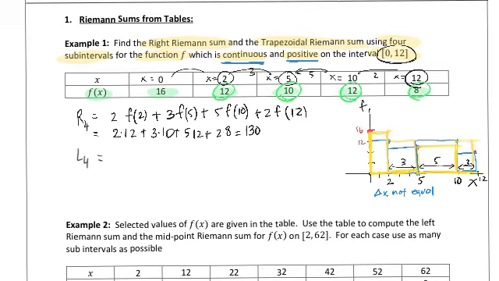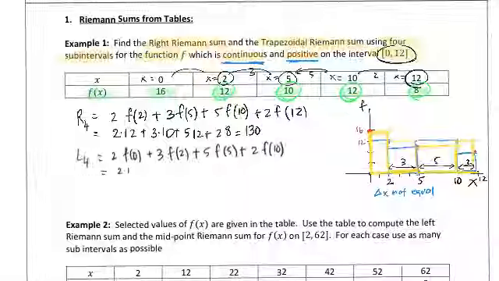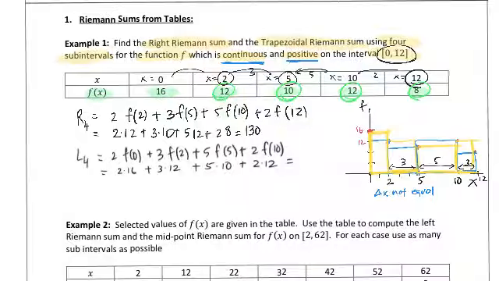So with the left Riemann sum, it would be 2 times f of 0 plus 3 times f of 2 plus 5 times f of 5 plus 2 times f of 10. This would be our left Riemann sum, and if you plug all of these numbers in, you would be doing 2 times 16 plus 3 times 12 plus 5 times 10 plus 2 times 12, and I think this answer would be 142.